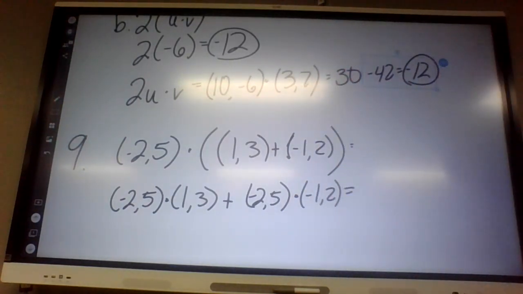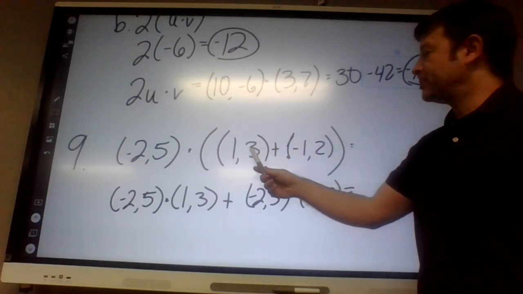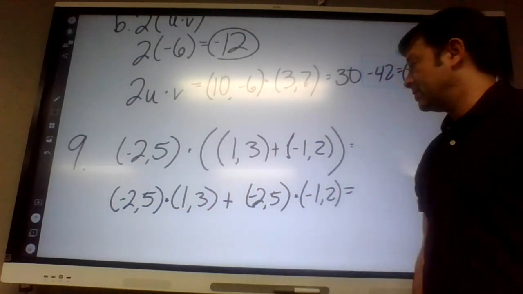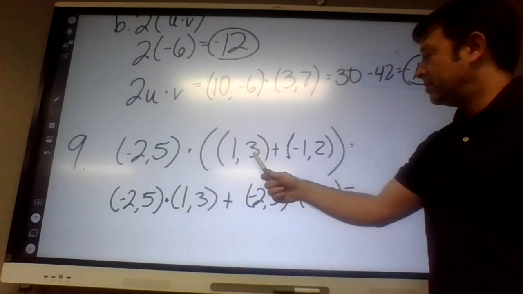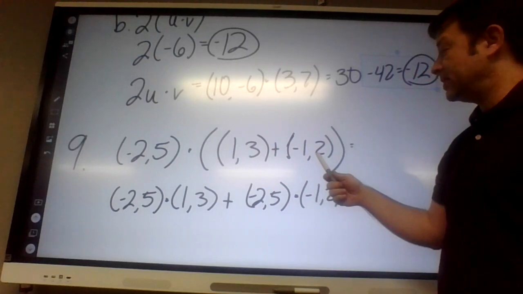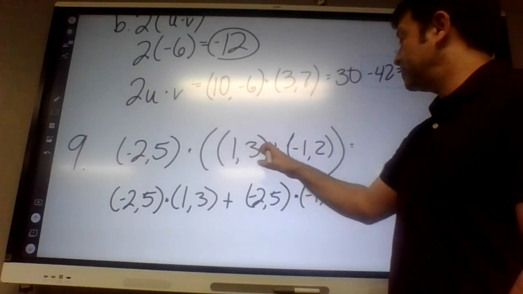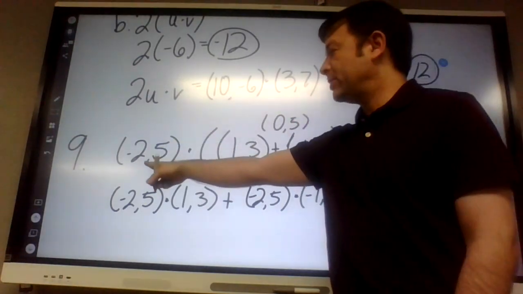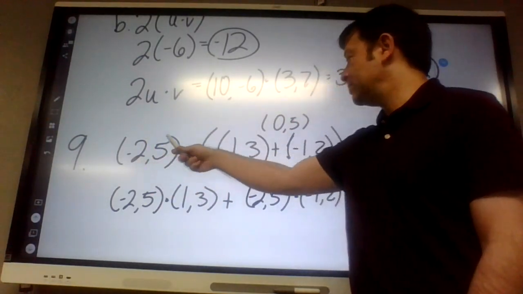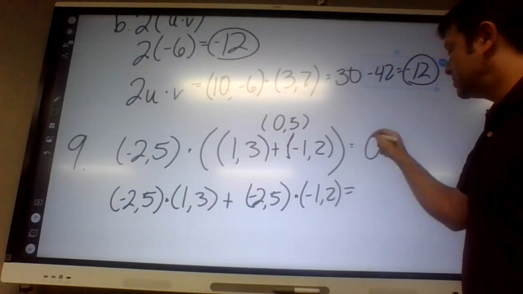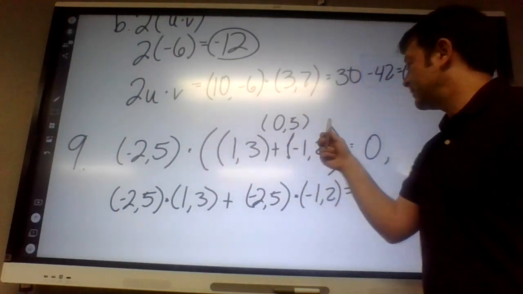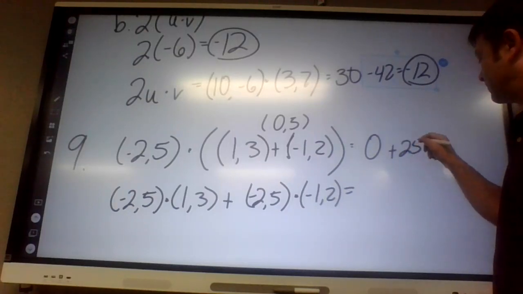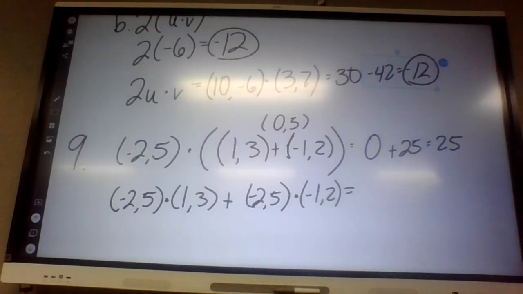Kind of a lot. Okay, so on the first one we're supposed to add these first and then do dot. And the second one we do dot, dot, and then add. So, what's 1, 3 plus negative 1, 2? That'd be 0, 5. Then we do the dot product of that with negative 2, 5. Negative 2 times 0 is 0. 5 times 5 is 25. So you get 25.